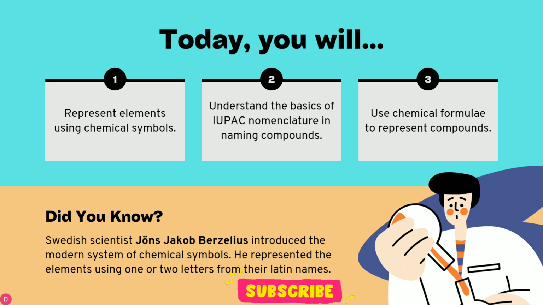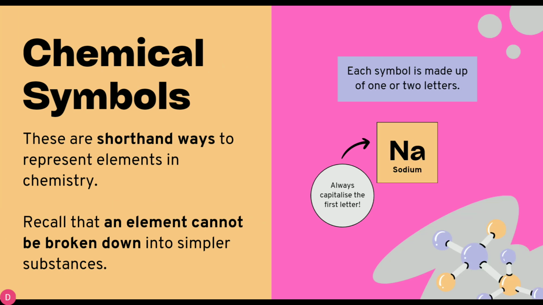Do you know, Swedish scientist Jöns Jacob Berzelius introduced the modern system of chemical symbols. He represented the elements using one or two letters from their Latin names. Chemical symbols are shorthand ways to represent elements in chemistry.